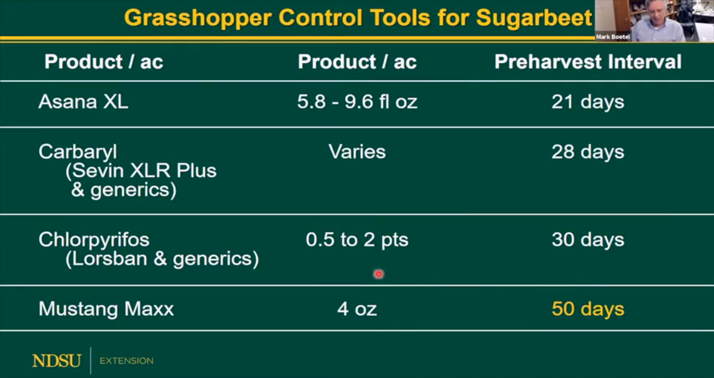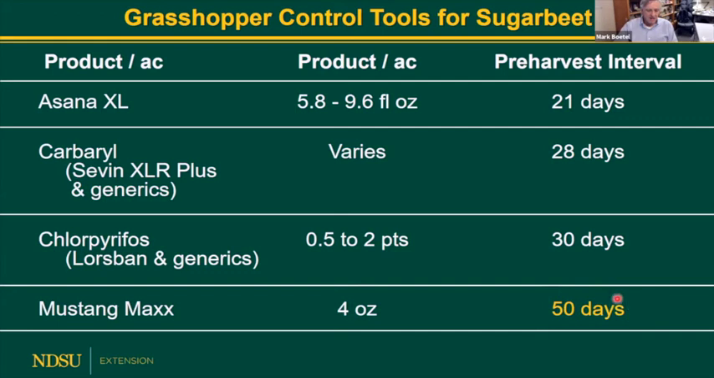Grasshoppers, and some mentioned cutworms as well. I would say all of these products work fairly well on cutworm control also, but this is for grasshoppers. All these products should do a pretty good job. The larger the grasshopper, the more product you should probably use. That would apply to Asana as well as chlorpyrifos, which is Lorsban and all the generics. And I wouldn't back off of the full rate of Mustang Maxx either.